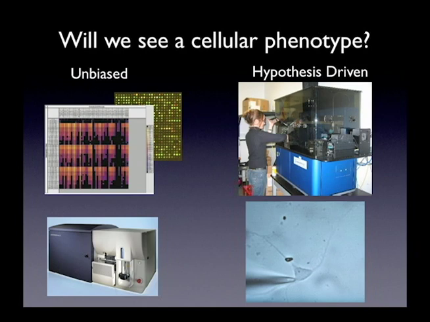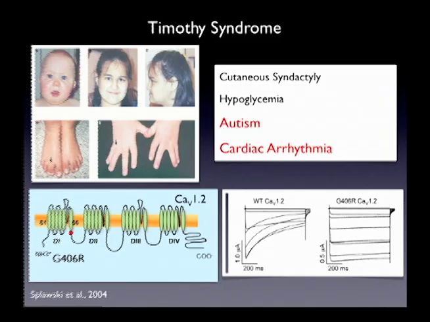But the other approach you can take is you can make some educated guesses. And so, for example, we can look at the electrophysiological properties of a disease caused by mutation in an ion channel, for example. And you might expect that these would be altered. Okay, so now I'm going to focus on a couple of disorders.